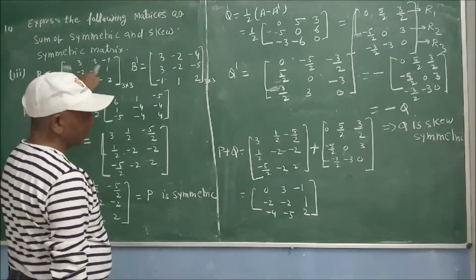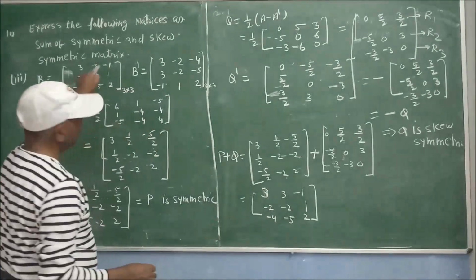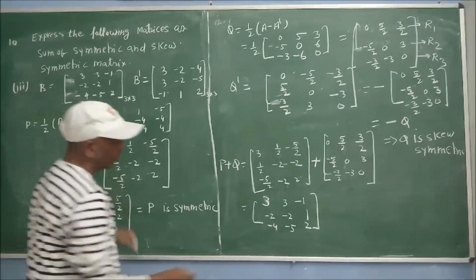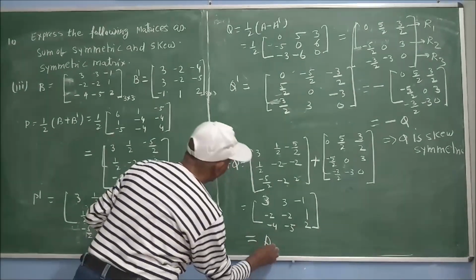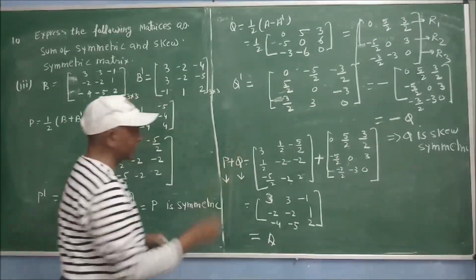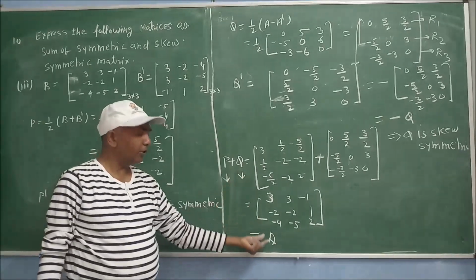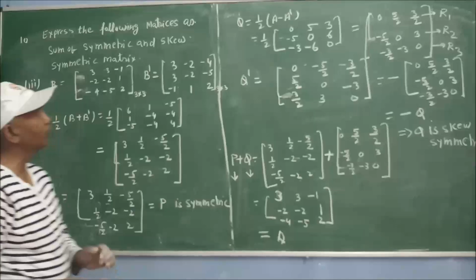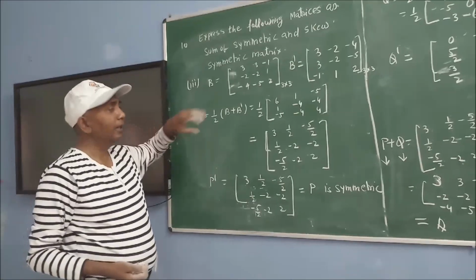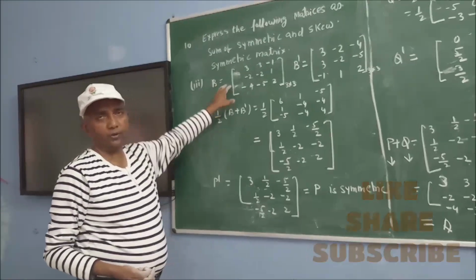A is equal to 3, 3, 3, minus 1, minus 2, minus 2, 1, minus 4, minus 5, 2. So this is equal to A. So we have shown that P is a symmetric matrix, Q is a skew symmetric matrix, and the sum of the symmetric matrix and skew symmetric matrix is equal to the original matrix. So you can solve this problem like this. This question is very important for you, and in the CBSE examination you will get such type of question.